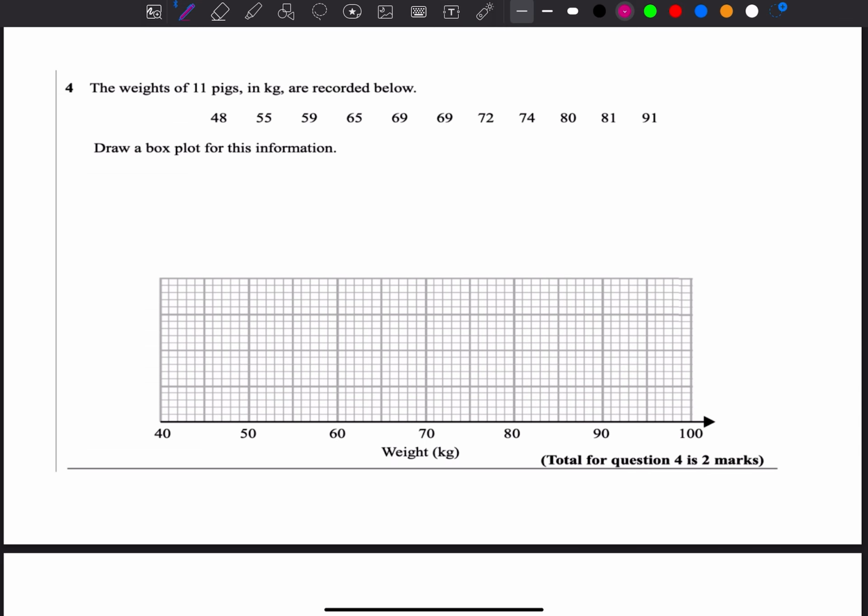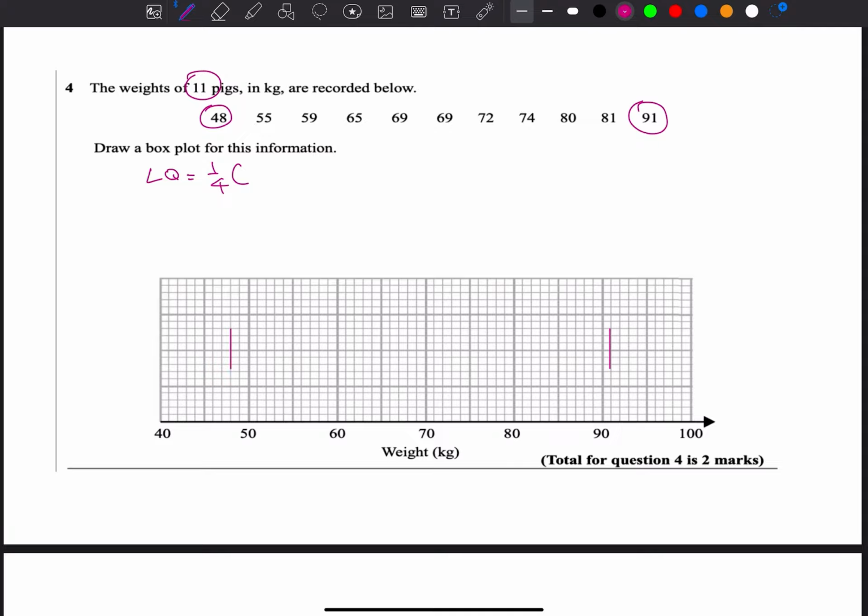Okay, so you want the minimum number. So the minimum number is 48. 48 is here. There you go. The maximum number is 91. 91 is here. Then you want the lower quartile. What is the lower quartile? It is 1/4 of the total number of data. That's not 11 because you can't do 11.